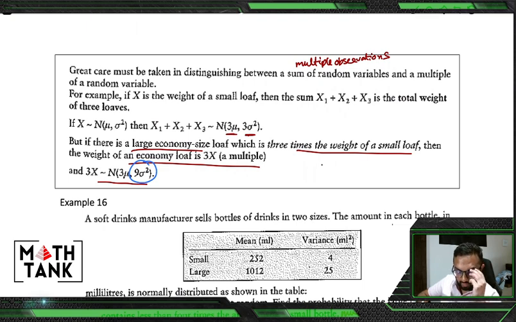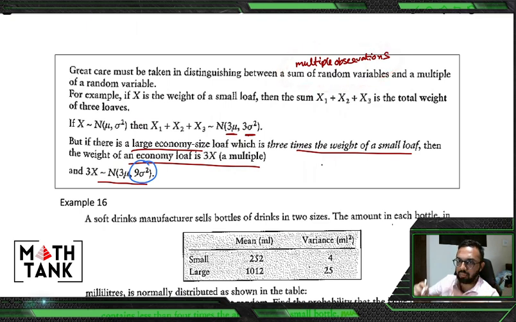So the sum of different observations would lead to this mean and this variance, both get multiplied by 3. But if a large economy size loaf is 3 times the weight of a small loaf, then the weight of an economy loaf is 3x, which is a multiple. So when I'm talking about thrice the size, I multiply the mean by 3 but the variance by 3 squared, which is 9. So that is the difference between more than one observation and multiple of observation.